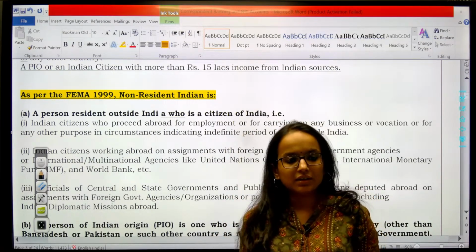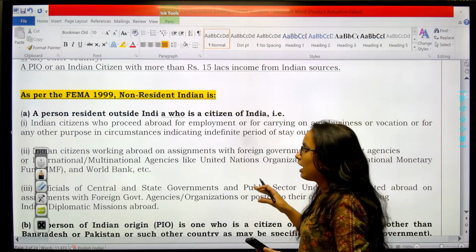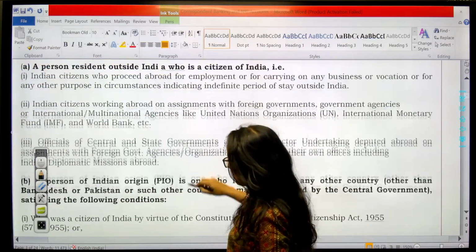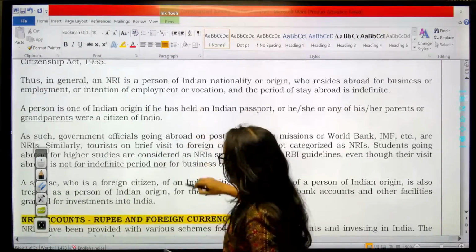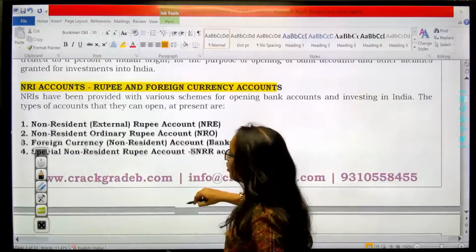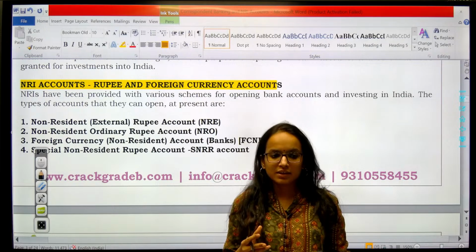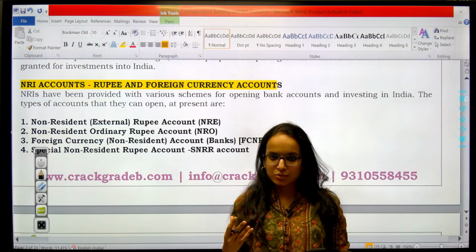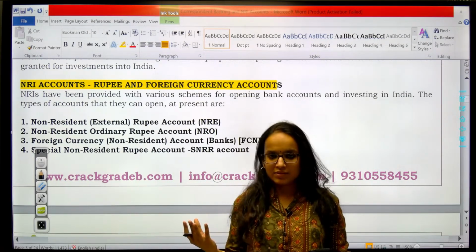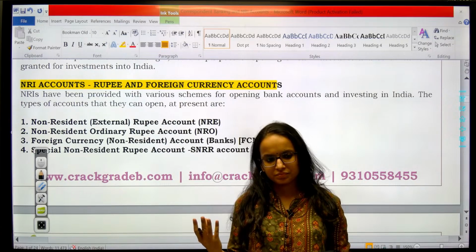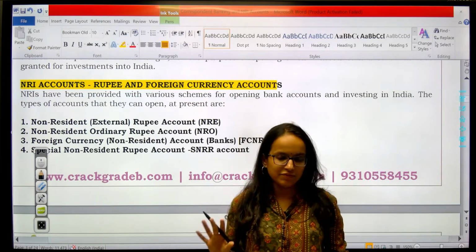So let's start with the NRI accounts. Before that, to understand the NRI accounts, you need to understand the definition of NRI. Who do we consider as an NRI? Who do we consider as a PIO as per the Income Tax Act as well as per FEMA? Right? So we have done the definitions.